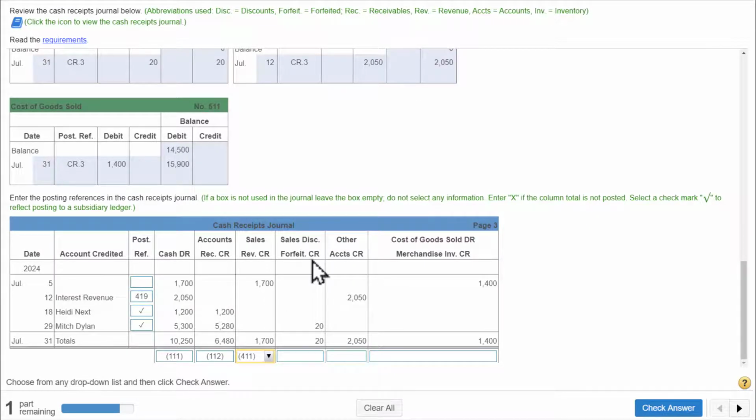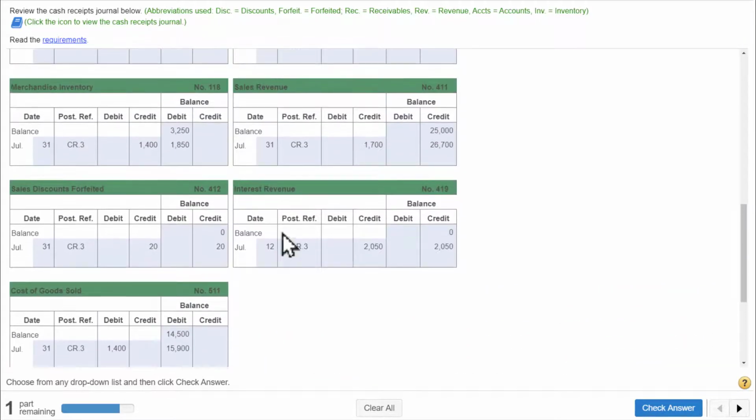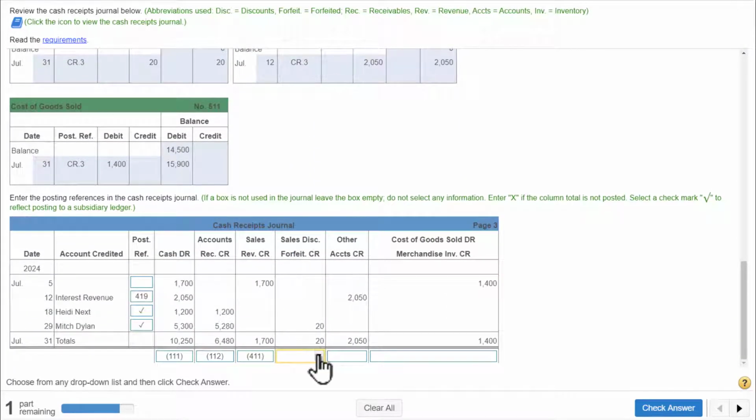Sales discounts forfeited. That's another 400 number. Let's see how many we got. I'm not going to guess. That's 412. So that was posted to that account.